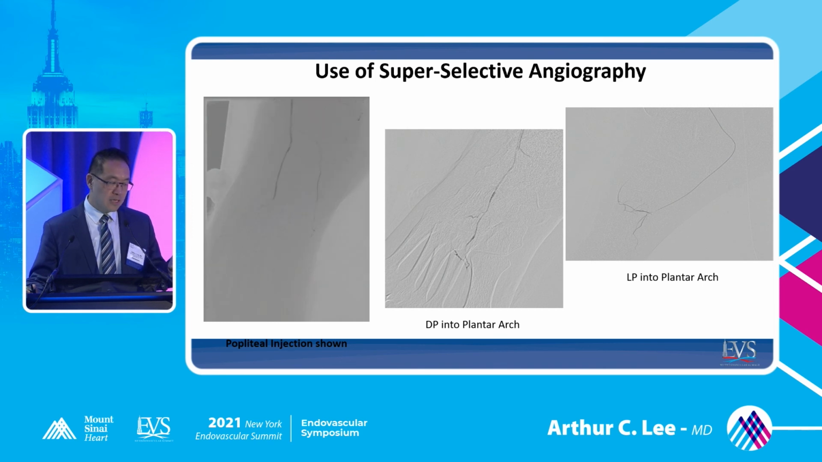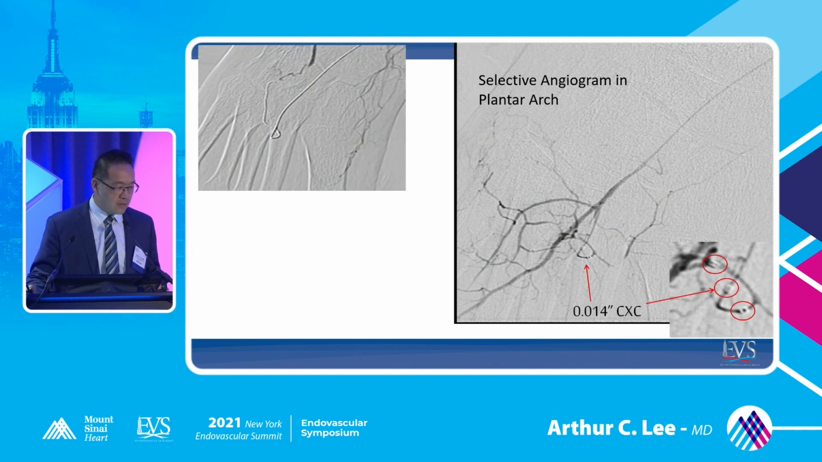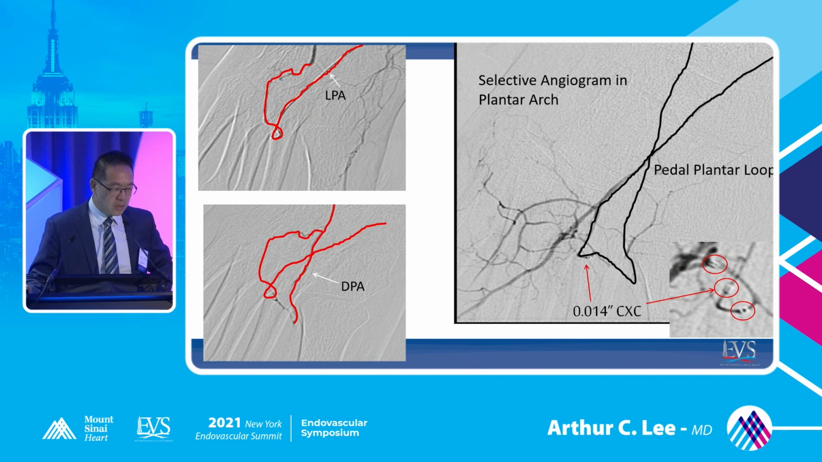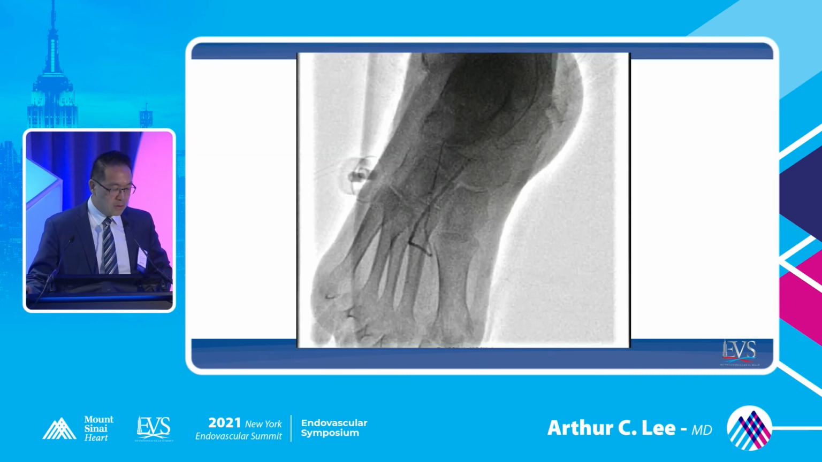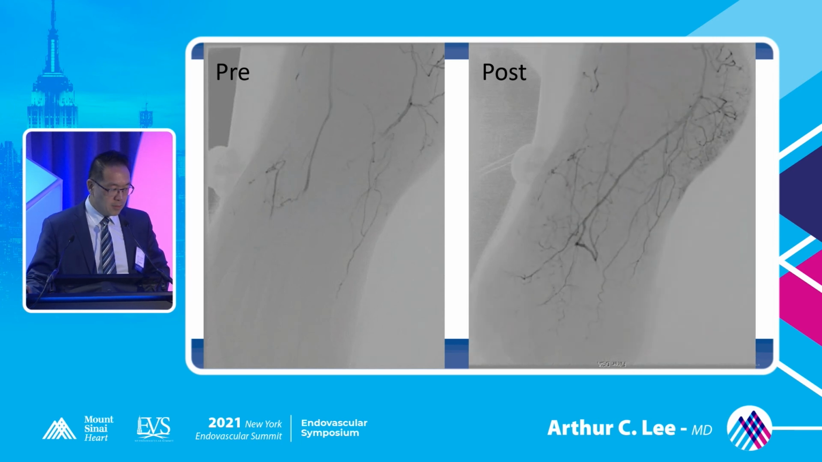And sometimes you see that the vessel is not actually occluded, it's just super small. So in this case, I have a CXC catheter 014 in the plantar arch, as you see those markers there. And we inject, and we basically put the pieces of the puzzle together to figure out where the plantar arch is. In this case, that's what it looks like from the cranial view. You can see we balloon through the arch, and the post images.